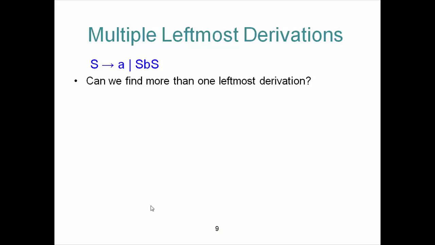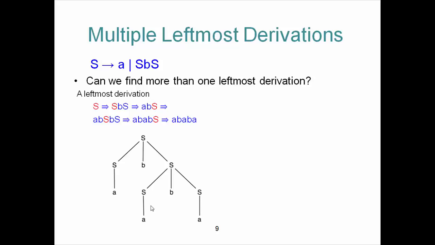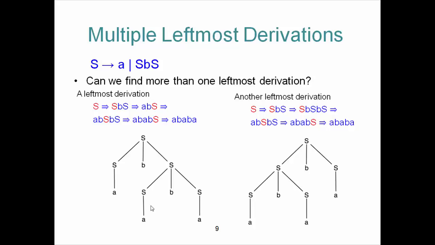If a string has multiple leftmost derivations, like this, consider a grammar. S tells to A and S tells to SBS. For a given string A, B, A, B, A, we have two leftmost derivations. If we change the order of production rules to be applied, then we get two different leftmost derivations and two different parse trees. This creates confusion or ambiguity.